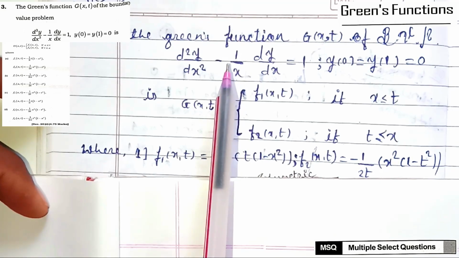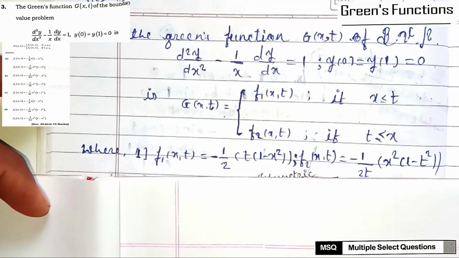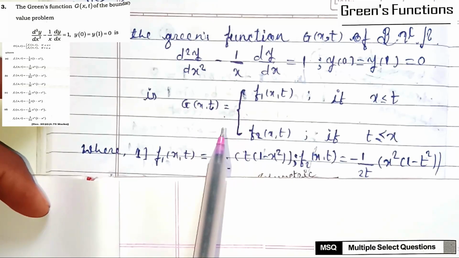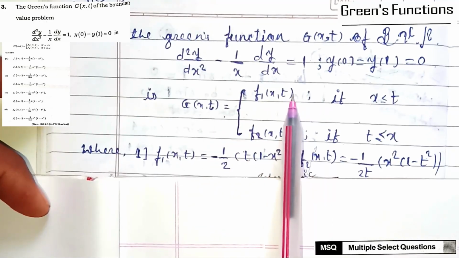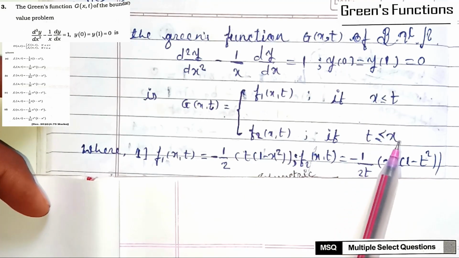You need to identify which one is the boundary value problem and which one is the Green's function. Along with that, in a question we may get a Fredholm integral equation or Volterra integral equation, and at that time you also need to understand how to convert it into a boundary value problem. Now here the Green's function is also given, g(x,t), which is f1(x,t) for x less than or equal to t, and f2(x,t) for t less than or equal to x.